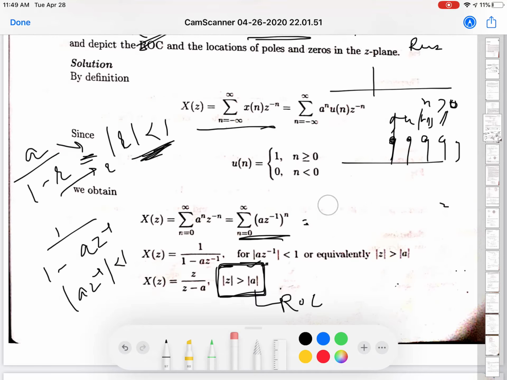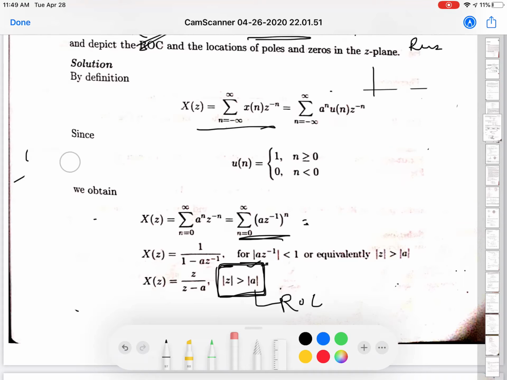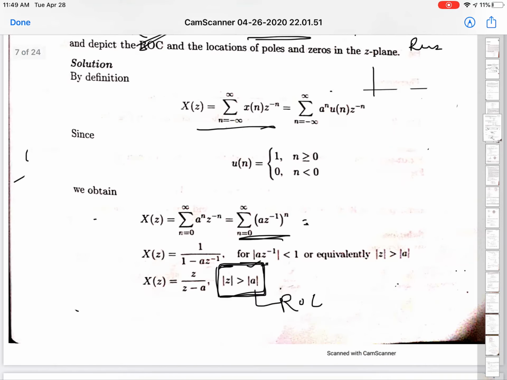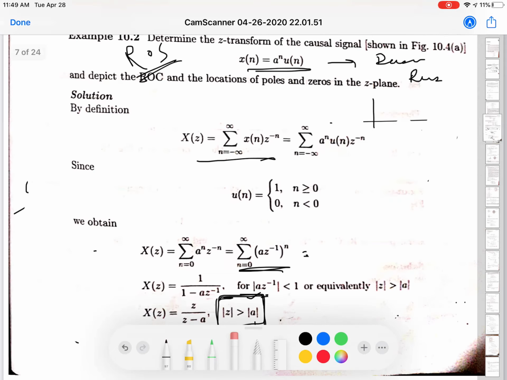It is called the region of convergence. The region of convergence in the Z transform is defined as the range of values of z for which the Z transform converges. Z transform converges means the formula of the Z transform, that is the summation from n equal to minus infinity to plus infinity of x[n] z to the power minus n, should be less than infinity.